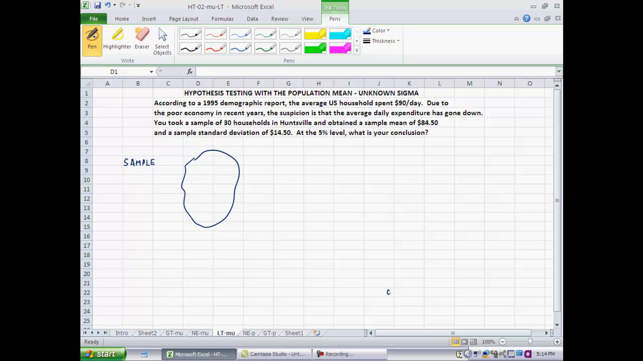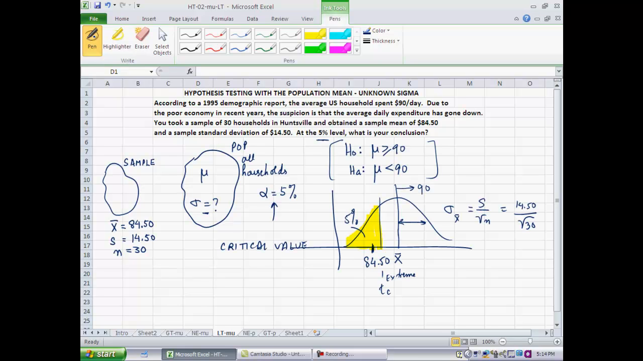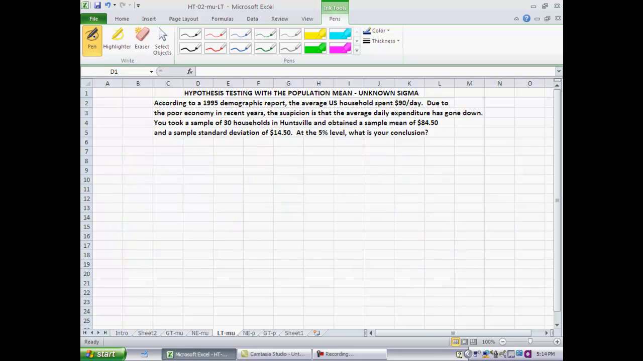Okay, so how do I get the critical value? The critical value is a point on the x-axis such that the area to the left of it is 5%. And how would I get that? You know by now that you would use an inverse function. This is a t distribution.